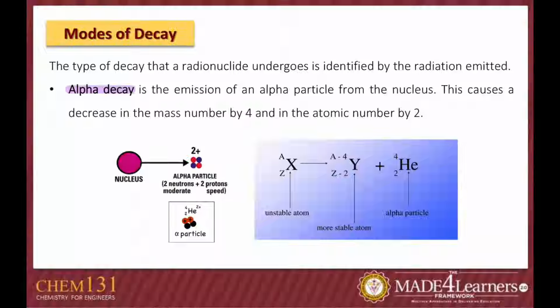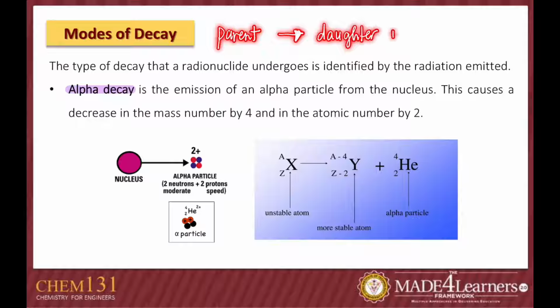So when a particle undergoes alpha decay, there is an emission of an alpha particle from the nucleus. Remember that the alpha particle is helium, its atomic number is 2, its mass number is 4. So meaning, if it undergoes alpha decay, remember that when the parent nucleus decays, it produces a daughter nucleus plus a particle. So in this case here, the particle is the helium.